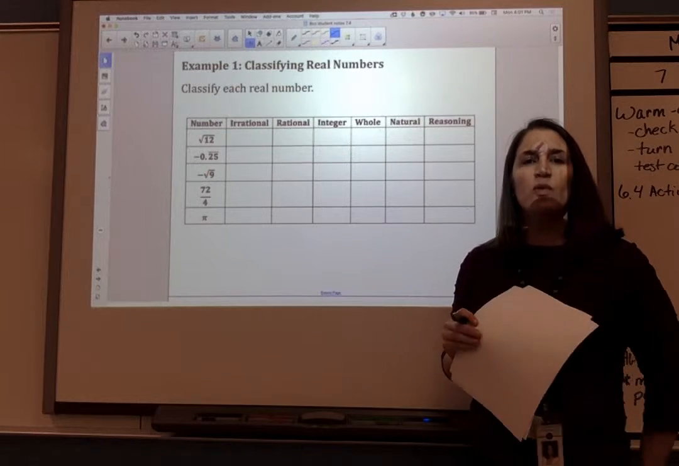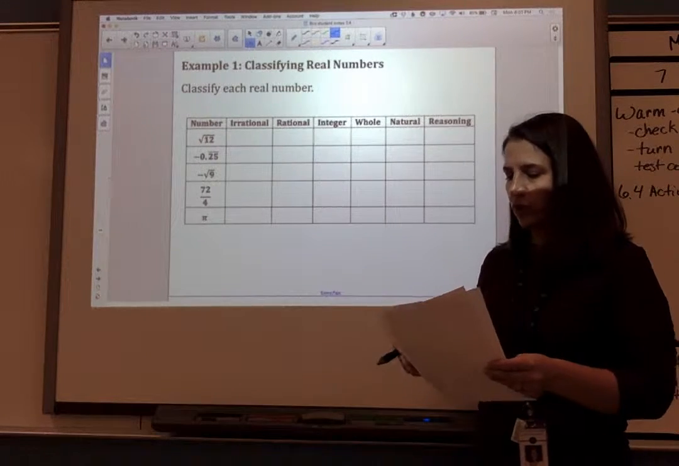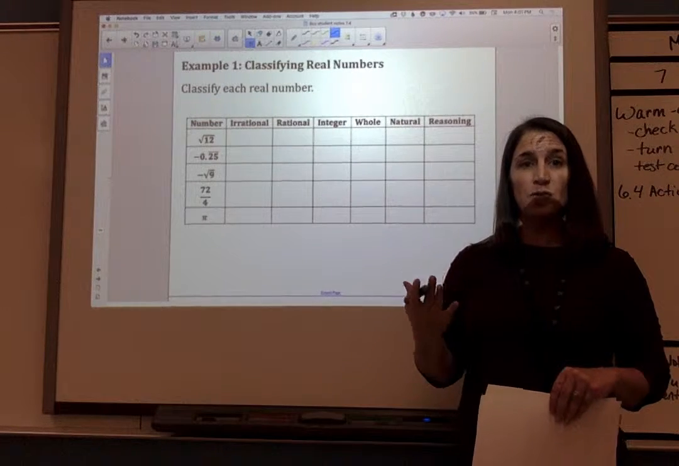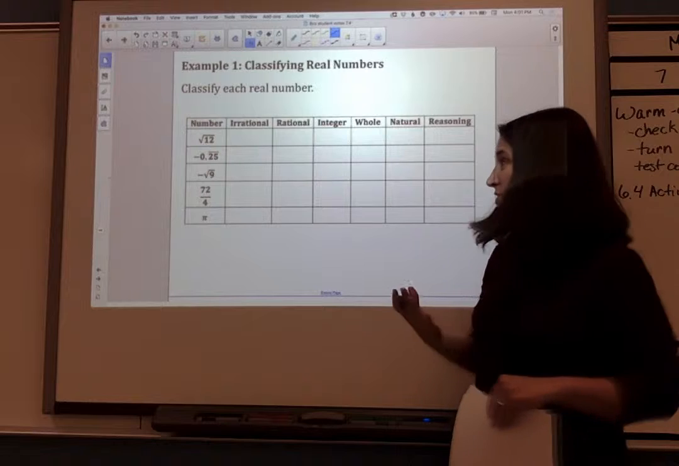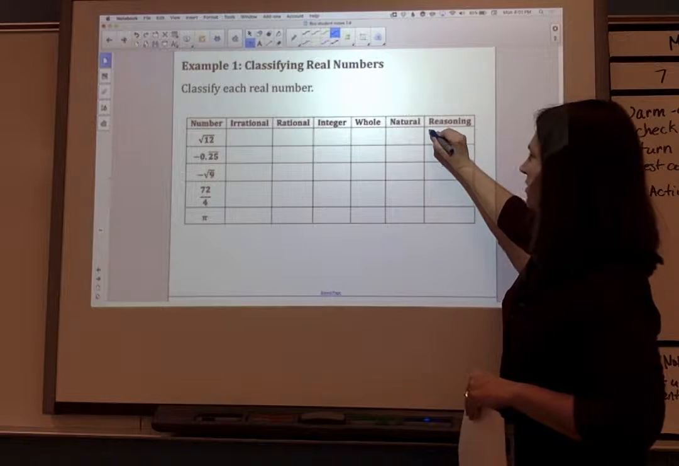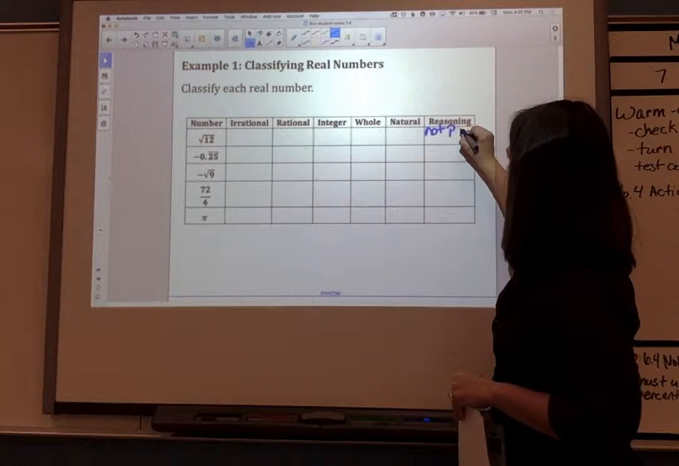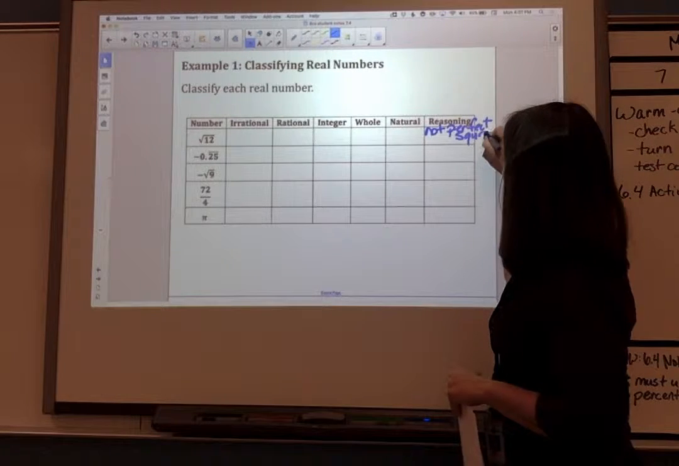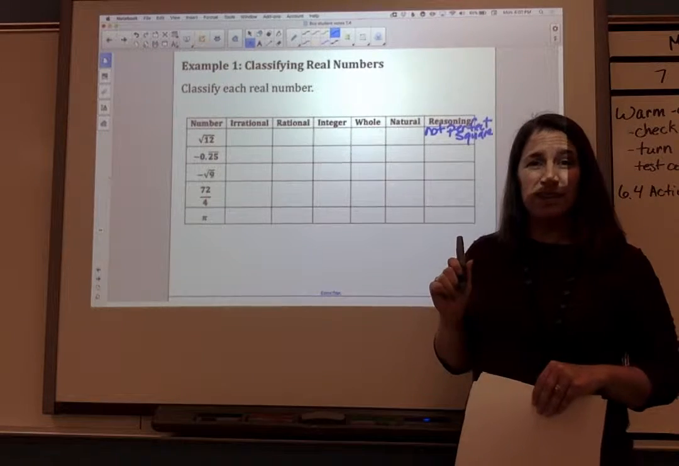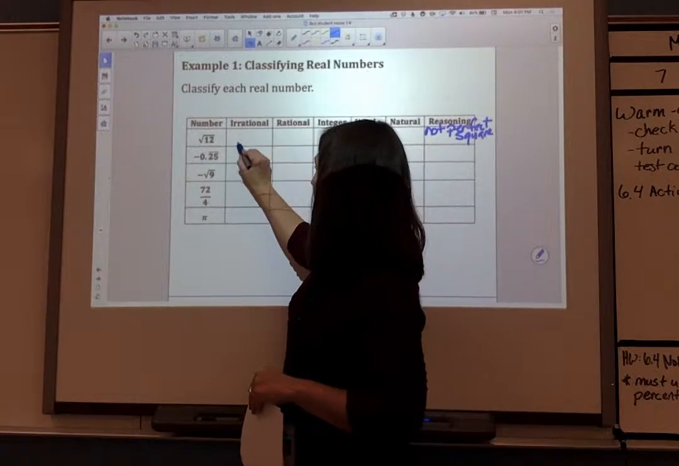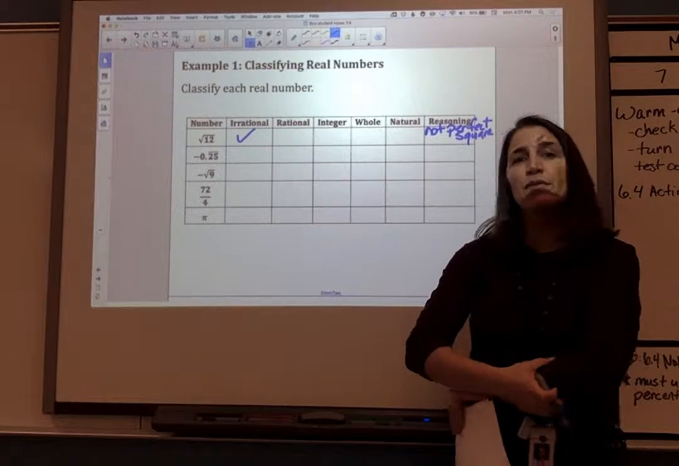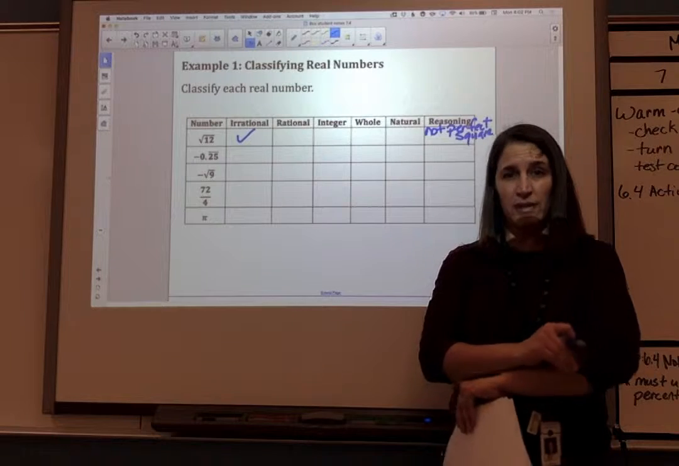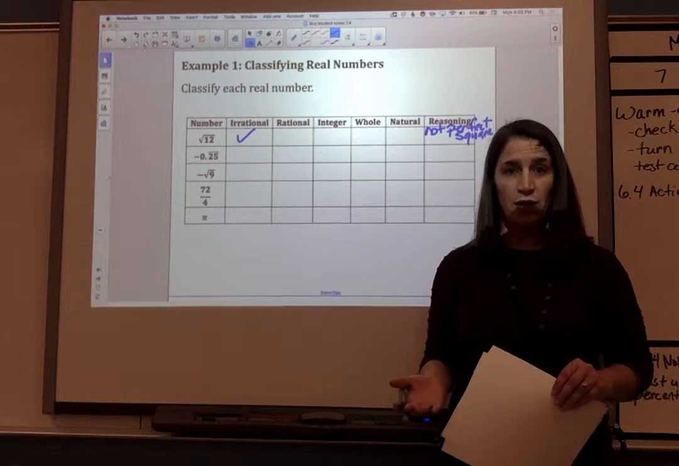Let's start with the square root of 12. Now, we know that 12 itself is not a perfect square, so the square root of 12 will not be an integer. I'm going to write here under reasoning, not perfect square. And that means this is not a rational number at all. If we have the square root of a number that's not a perfect square, we're going to have a decimal that does not repeat and does not terminate, which makes it an irrational number.